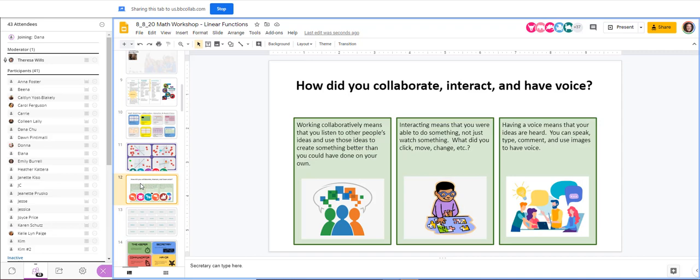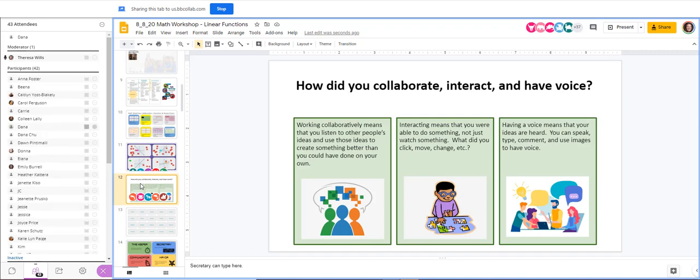Students will interact different ways, which means they click, move, drag, change things on the slides. And you'll have voice different ways. Sometimes it's over audio, text box, chat box, different types of chat boxes, and think about the ways that you have student voice here.